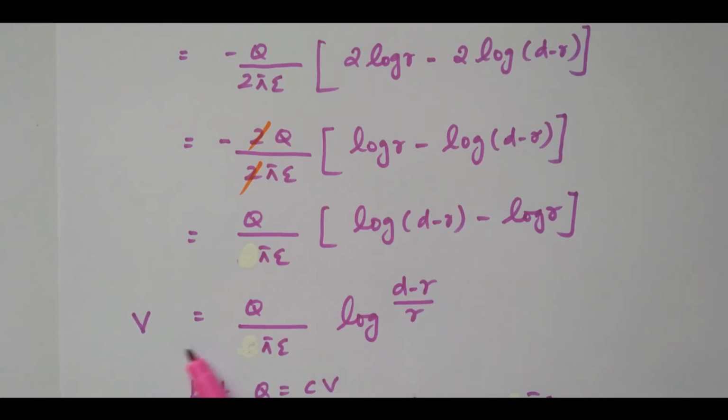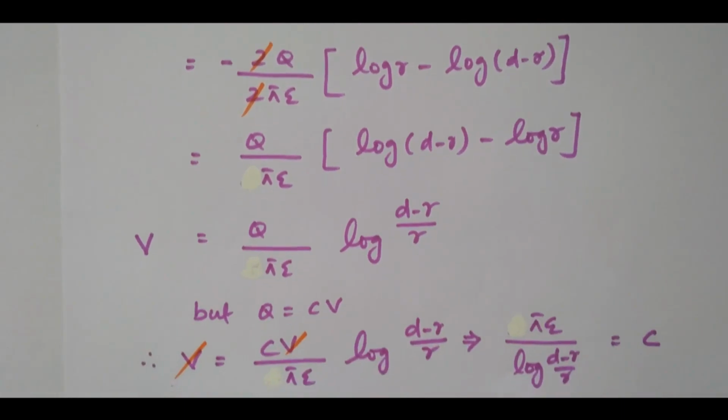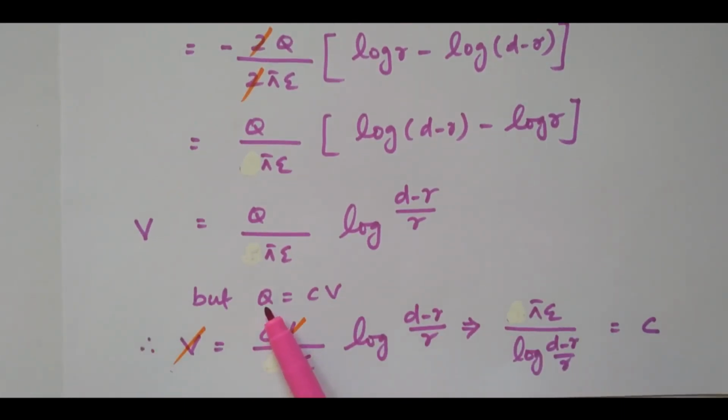Right? Now we got the expression for the potential. But our aim is to find the capacitance between the conductors. So we are substituting Q equal to CV, replacing Q by CV. So V equals CV divided by pi epsilon log d minus r by r. So this V got cancelled. Bring this term to the numerator, bring this term to the denominator, so that C equals pi epsilon divided by log d minus r by r.